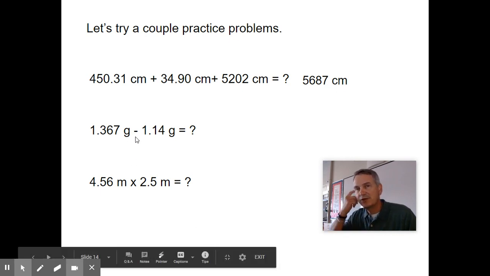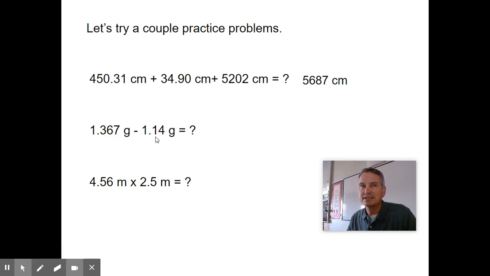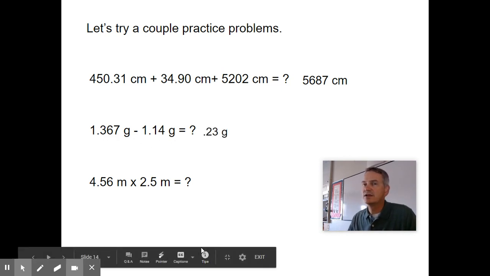Second one is a subtraction problem. Same thing. This goes 3 places, this goes 2. Our final answer can only go 2 places past the decimal point. And then finally, we have a multiplication problem. 3 sig figs, 2 sig figs. Our answer can only have 2 sig figs, so 11 meters squared.